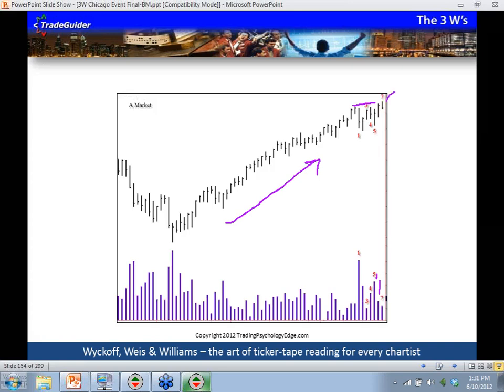And what's the volume saying? It's lower, right? Is that any way to make a new high? Not if this market is a bullish market. No, it's not.